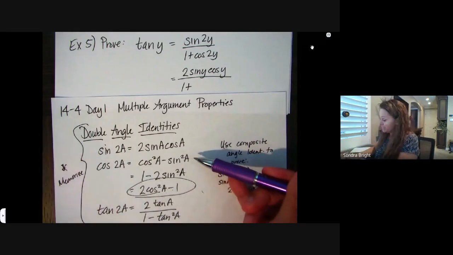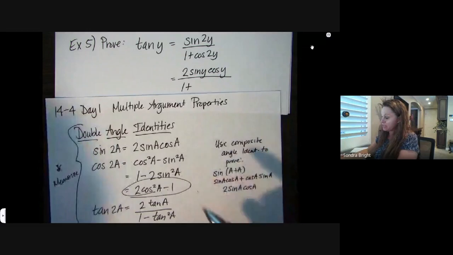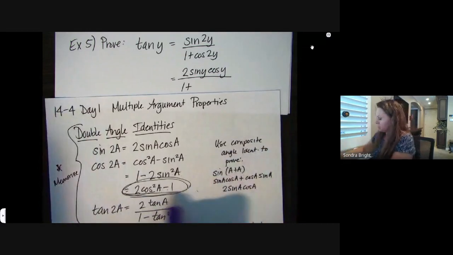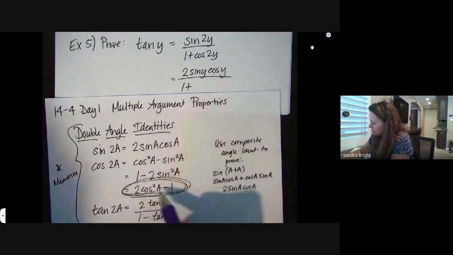All right, so this is the identity I'm going to replace the cosine of 2y with. I'm going to replace it with 2 cosine squared minus 1. So this becomes a 2 cosine squared of y minus 1.